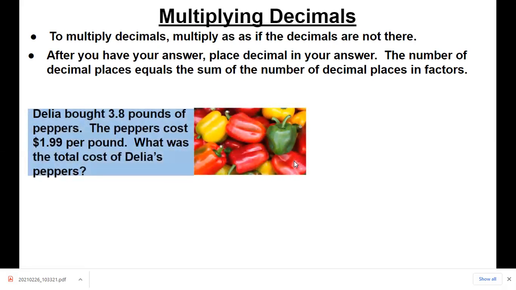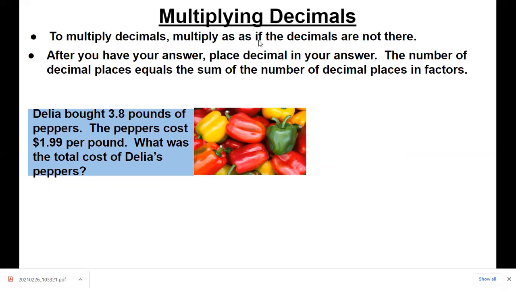So let's take a look at an example. Delilah bought 3.5 pounds of peppers. The peppers cost $1.99 per pound. What was the total cost of Delilah's peppers? So this is a multiplication question.